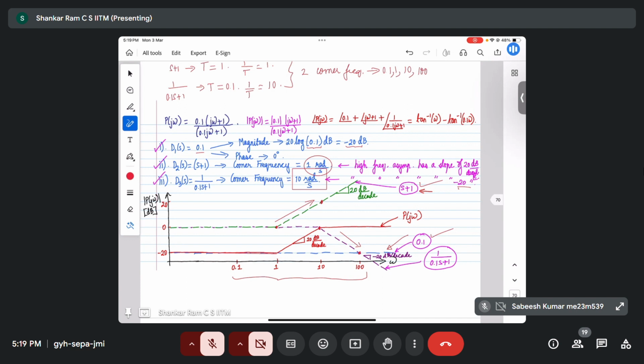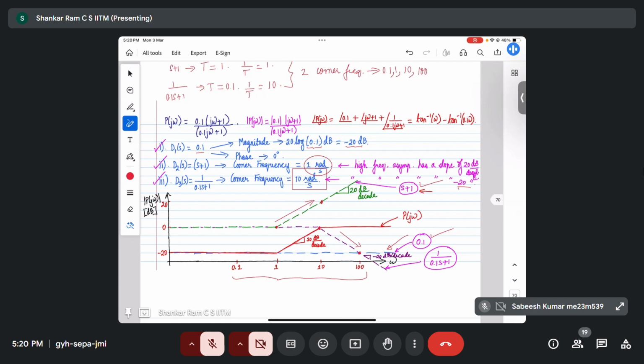Okay. So then, the factor S plus 1 kicks in, right? So above the corner frequency of 1, when the factor S plus 1 kicks in, what do you think will happen? S plus 1 has a high frequency asymptote of 20 decibels per decade here, right? So what will happen? From minus 20, we will start increasing because we have plus 20 decibels per decade till I reach the second corner frequency of 10, at which point the value will become 0.